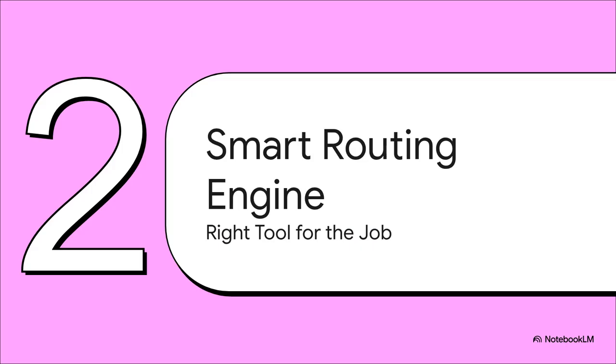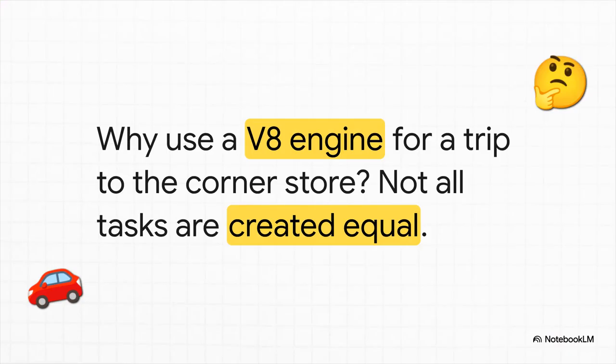Okay, so now that we have this really clean way to talk to any model we want, we can get even smarter. We can add a layer of intelligence right on top, and that's where the smart routing engine comes in. I absolutely love this analogy because it just hits the nail on the head, right? Using your most powerful, most expensive AI model for every simple little task, that's like firing up a massive V8 engine just to drive down the block to grab some milk. It's complete overkill and it's super wasteful. Smart routing is all about picking the right engine for the journey.